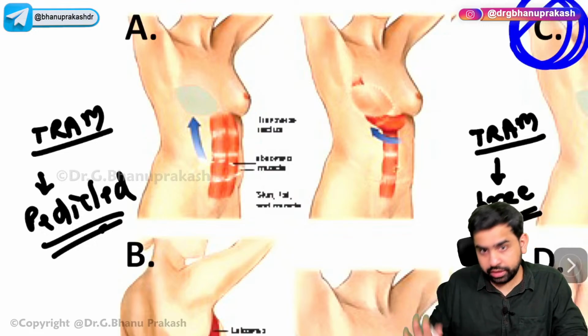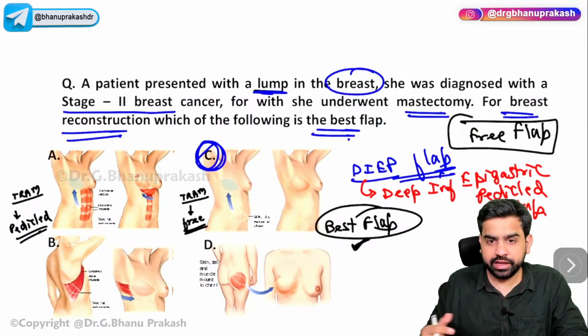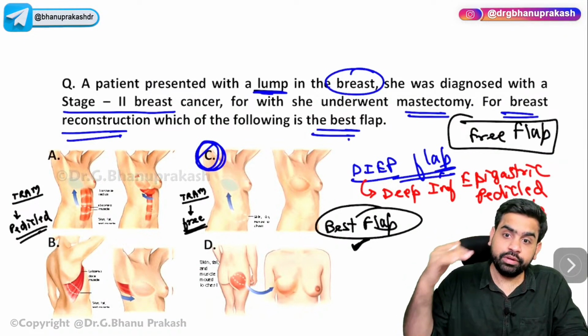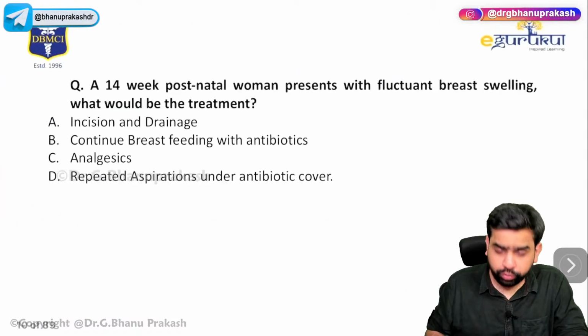So this is again a good one, but the best one is definitely this DIEP. Why is it called a DIEP? Because it is based on the deep inferior epigastric pedicle. Okay, so that is what you need to understand over here. Now let's move on to the next question.